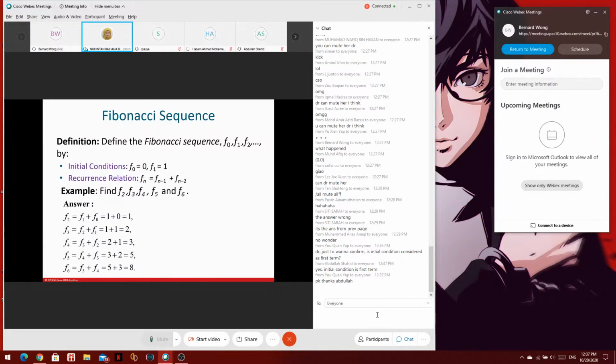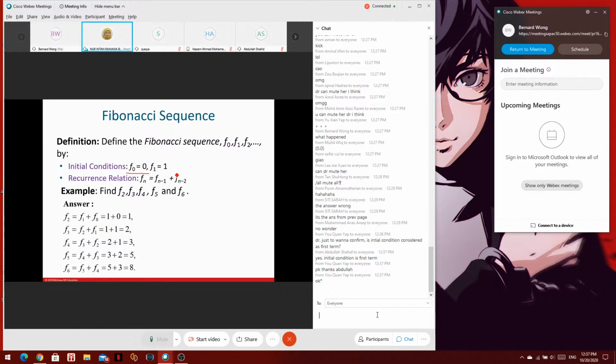I wanted to show you the more important thing. For Fibonacci, we define the Fibonacci sequence F0, F1, F2 by initial conditions: F0 equal to 0, F1 equal to 1. The recurrence relation is the same again. When you want to get the current F, for example, F6 is F5 plus F4. So we'll get the list of the solution.